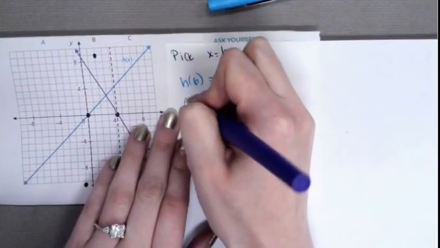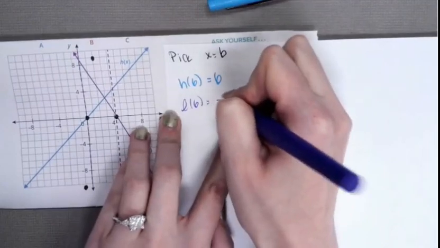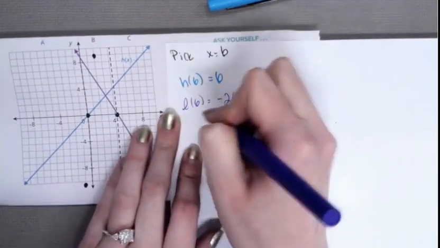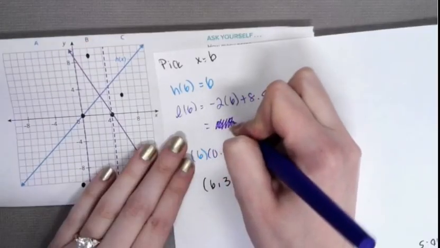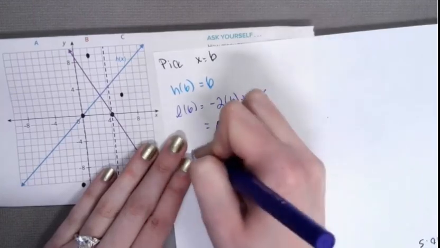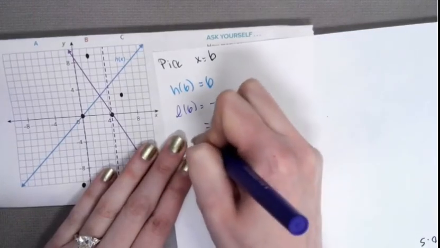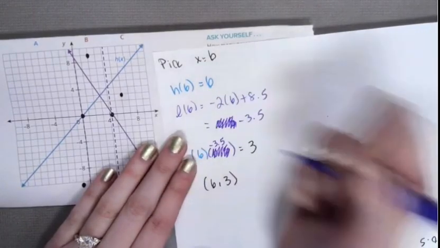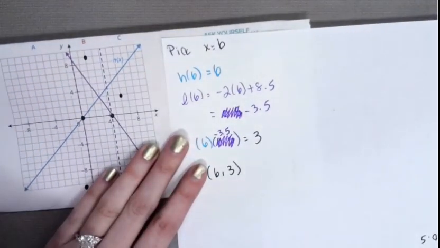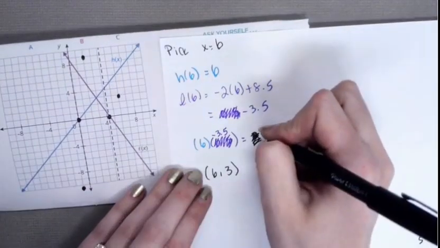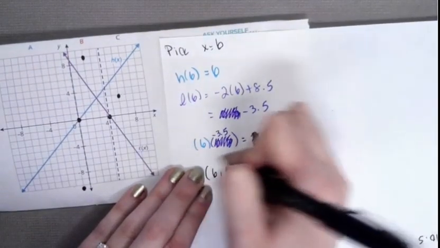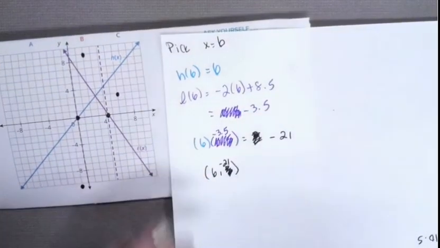For L of 6, I'm going to have to use my equation, which is negative 2x, so negative 2 times 6 plus 8.5. Oops, this is actually negative 3.5. This is why you should always do math in pencil. So when I multiply those together, I'm going to get negative 21. So I'm going to have a point at 6, negative 21.